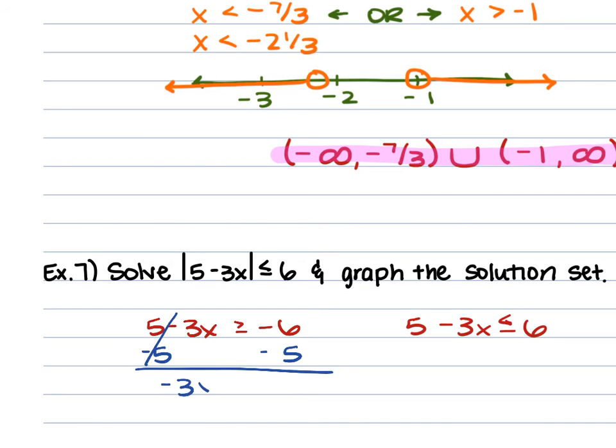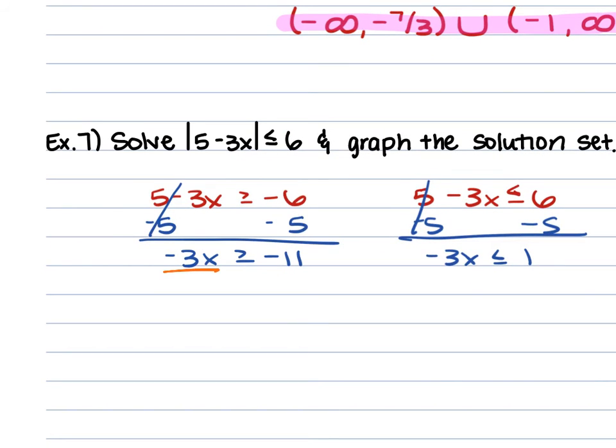I have negative 3x is greater than or equal to negative 11, as well as negative 3x is less than or equal to 1. From here, I'm going to divide each side by that negative 3. Remember, I'm dividing by a negative, so I switch my sign. These cancel out, so x is less than or equal to 11/3, as well as x is greater than or equal to negative 1/3.